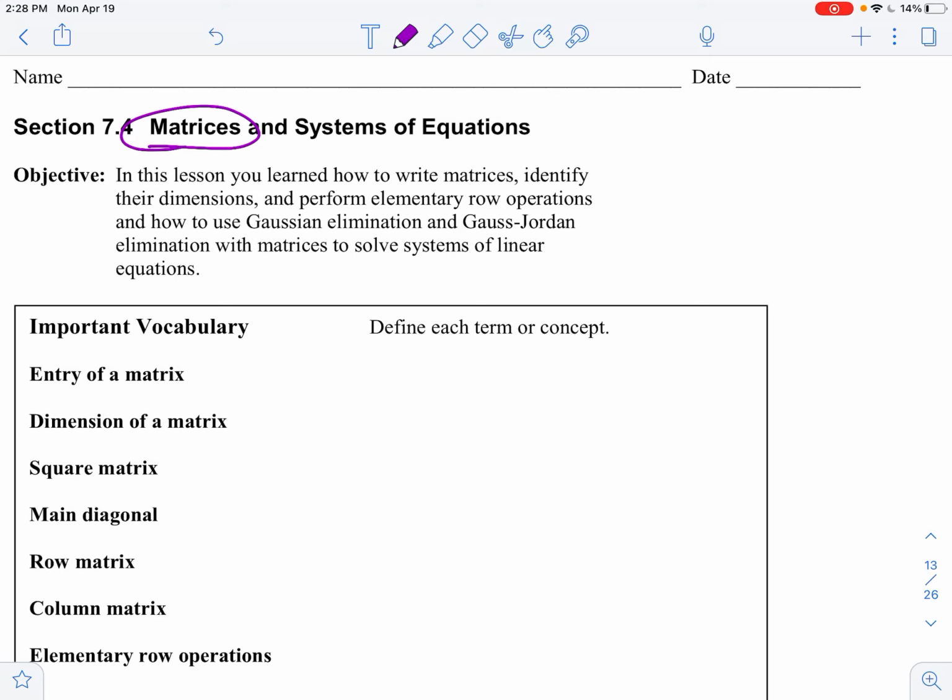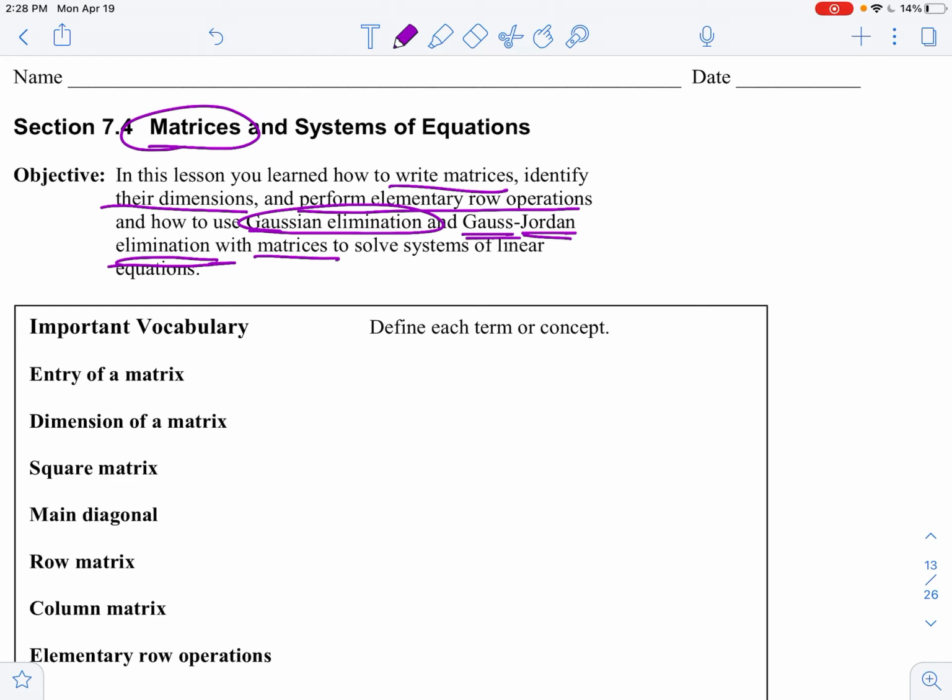So we're gonna learn how to write matrices, identify their dimensions, and perform elementary row operations, and how to use Gaussian elimination, which we learned the other day, but also Gauss-Jordan elimination with matrices to solve equations.